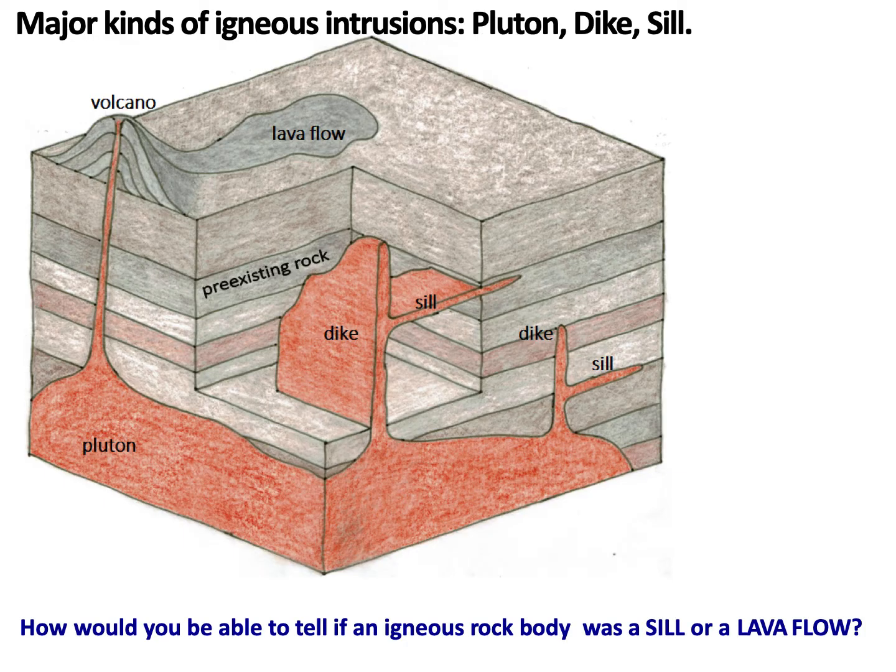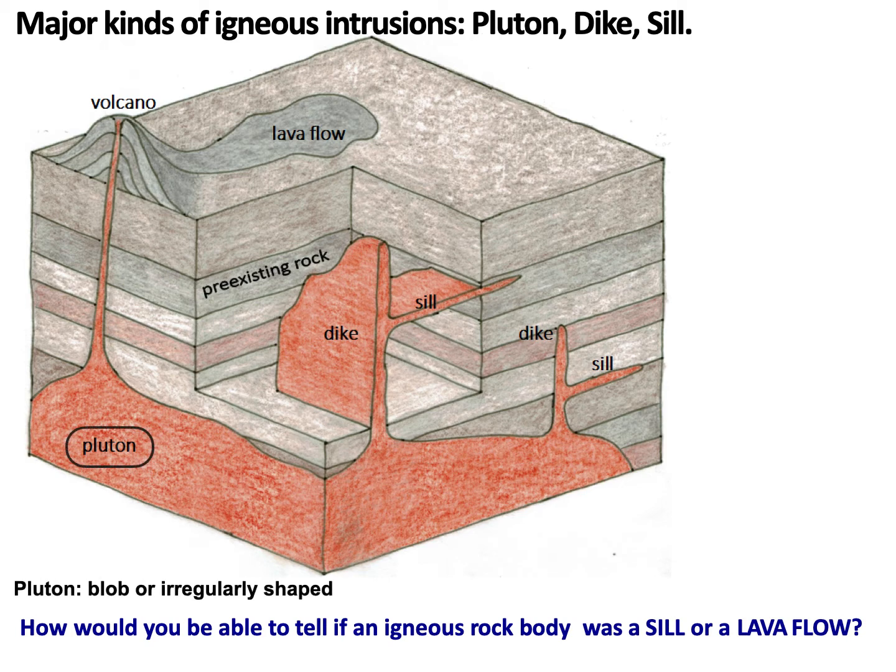Okay, so this is an image from your textbook, a sketch. It's a block diagram. It shows basically the top view and also a couple of different side views, so you really get the three-dimensional aspect of these different kinds of intrusions. So let's start with the pluton.